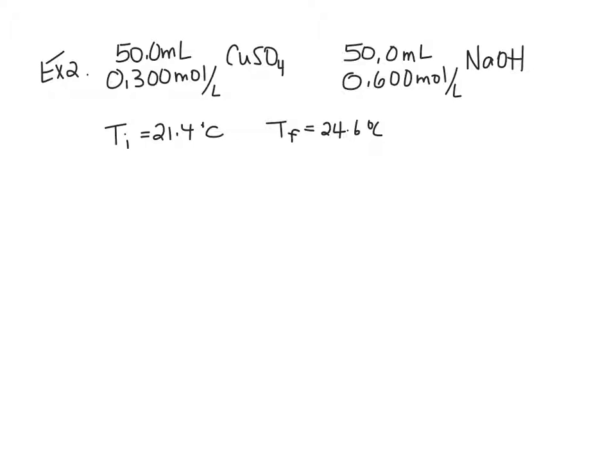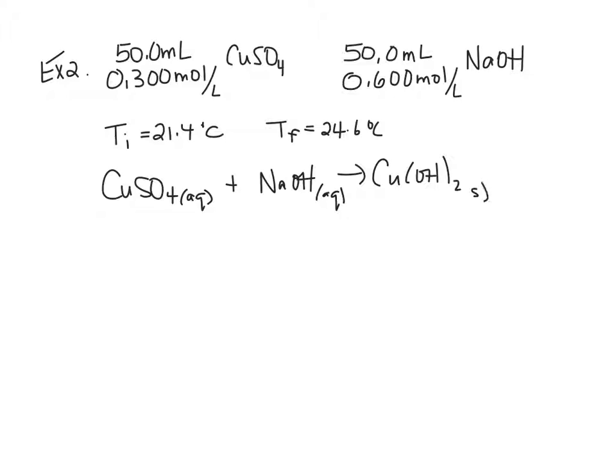So we have copper sulfate solution plus sodium hydroxide solution, and it makes copper 2 hydroxide and sodium sulfate. So here we have a double displacement reaction, and we will need 2 of these.